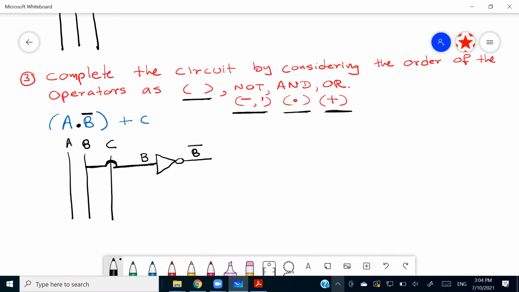So Ravindu, once I fix a NOT gate in front of the B line, it will provide me B bar. Why do we connect it with B? Because this bar belongs to B. And this dot happens in between who? A and B bar. Is that clear, Ravindu? Bar belongs to the B and the dot operation happens in between A and B bar.